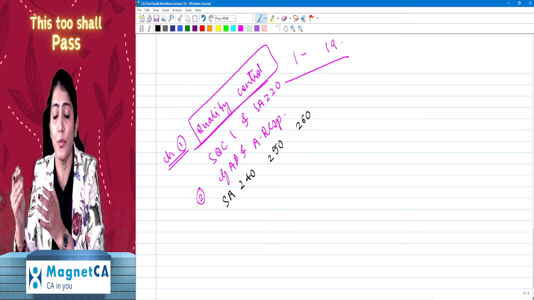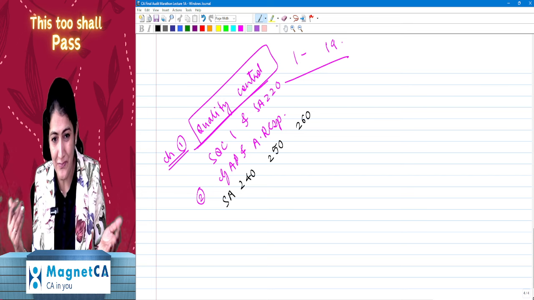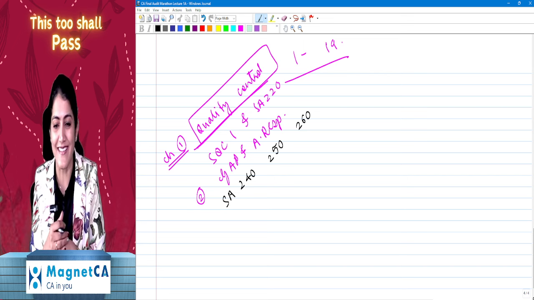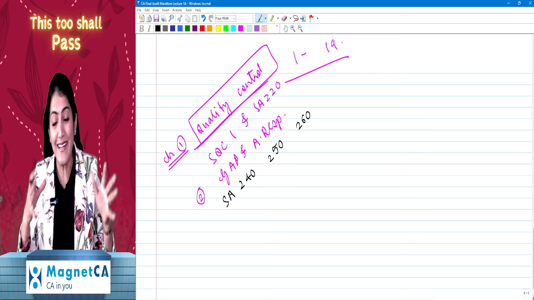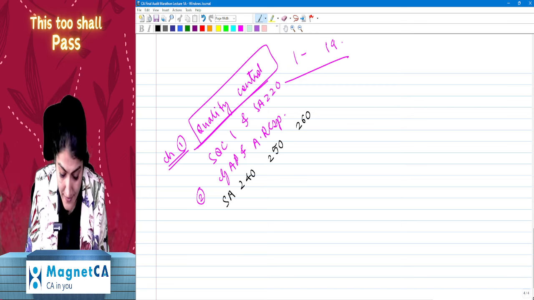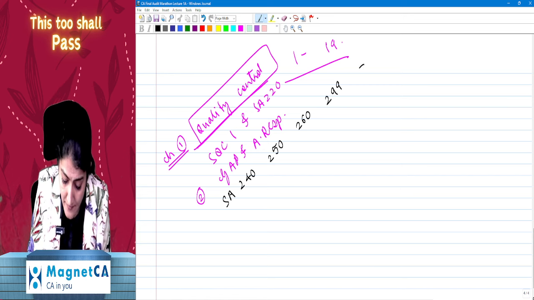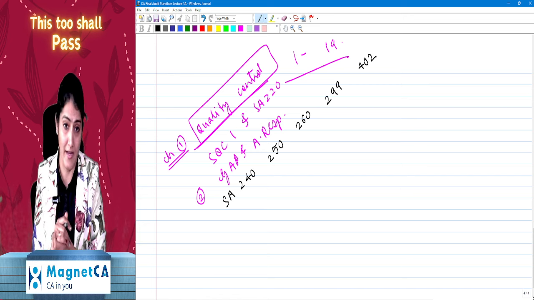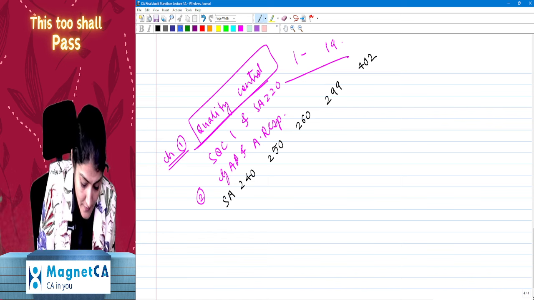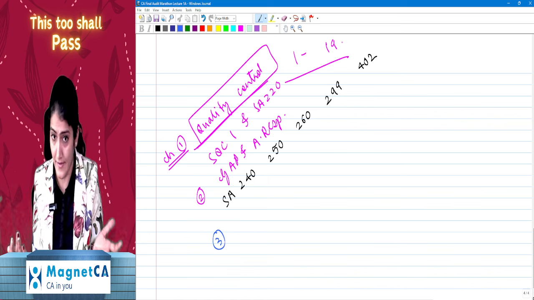communication with those charged with governance. No issues. SA 299, joint audit of financial statements. And SA 402, audit considerations relating to an entity using a service organization.